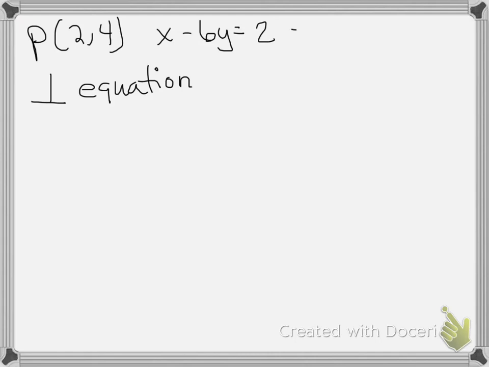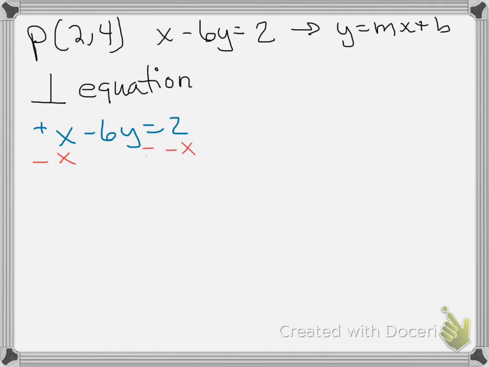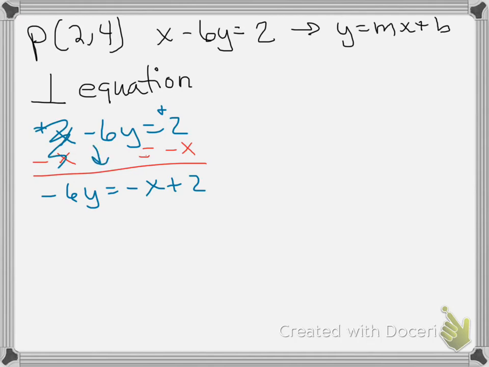I want to transfer this into slope-intercept form, or y-intercept form, however you want to call it. I'll change the color on you. So I'm going to say x minus 6y equals 2. Since this is a plus x, I'm going to subtract x from both sides. And when I do, I get negative 6y equals negative x plus 2. I put my negative x first, and then since this is a positive 2, I just put plus 2 there. Remember, this cancels out, so you just bring down the negative with the 6y.